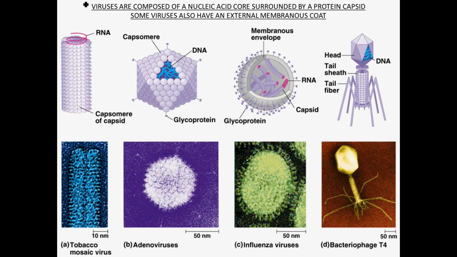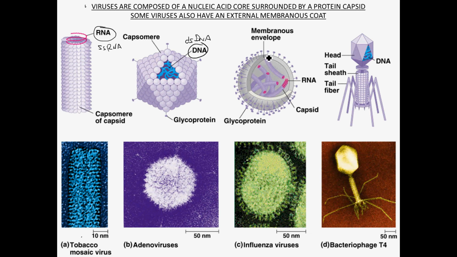Now, viruses are composed of a nucleic acid core surrounded by a protein capsid. Some viruses also have an external membranous coat. So here is TMV over here, and its nucleic acid is an RNA, right? So this is a single-stranded RNA, so there's quite a bit of variation here. In the adenovirus, which causes the common cold, its nucleic acid core is actually double-stranded DNA.